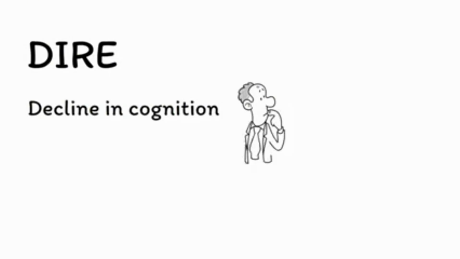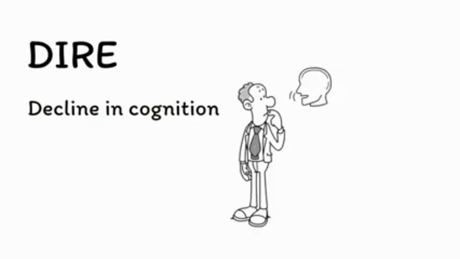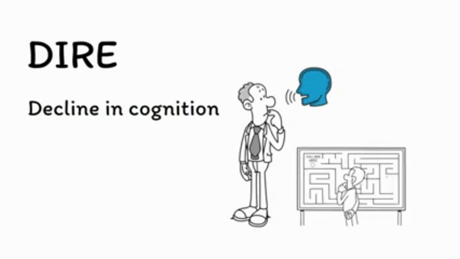The criteria for a major neurocognitive disorder are quite simple and can be captured in the mnemonic DIARY. First, there needs to be a clear decline in cognition. Most often, this takes the form of memory loss, although other cognitive domains such as language, attention, and the ability to plan are often impacted as well.